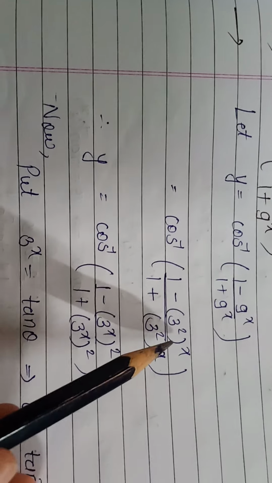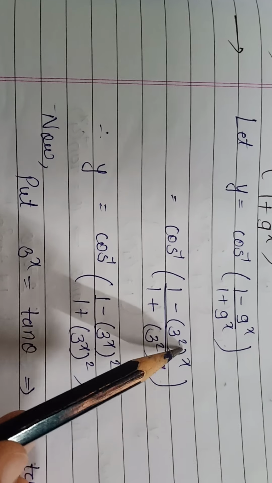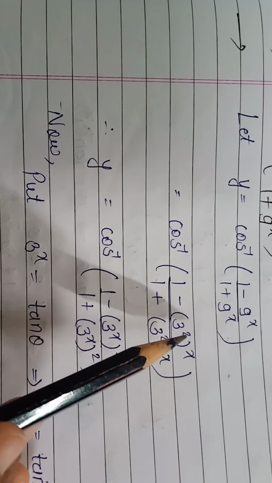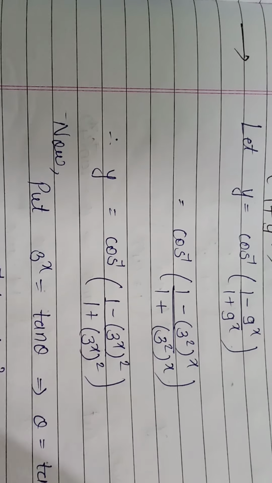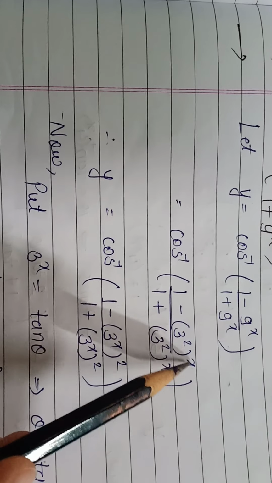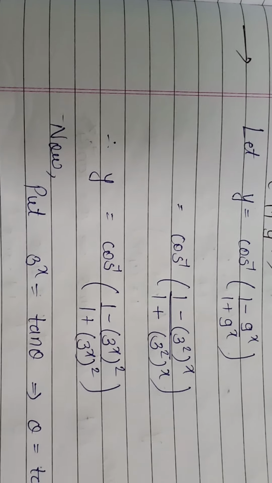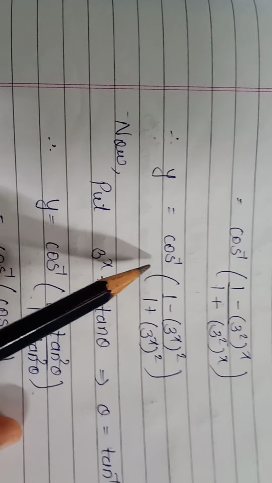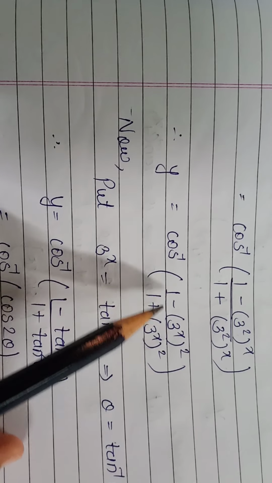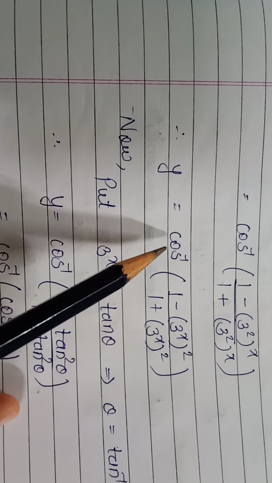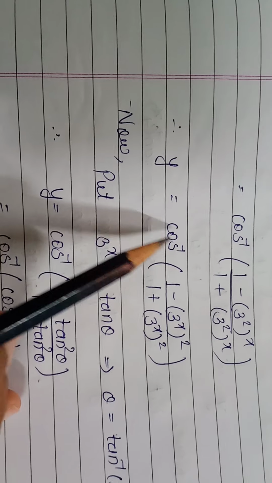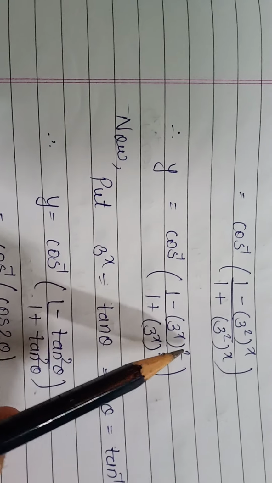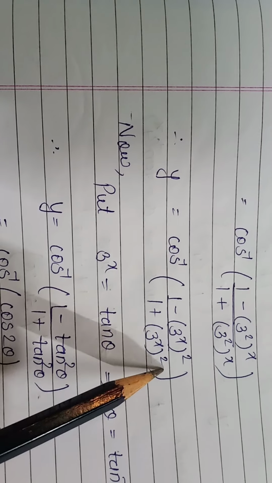Now see, we want something square, so we can exchange these indices. We can take this index inside and we can take this index outside. Actually they are in multiplication only, no? So we can write them like this also. So in the next step, in order to arrange our formula, we'll exchange indices outside and inside. So y is equal to cos inverse of 1 minus 3 raised to x bracket square upon 1 plus 3 raised to x bracket square.